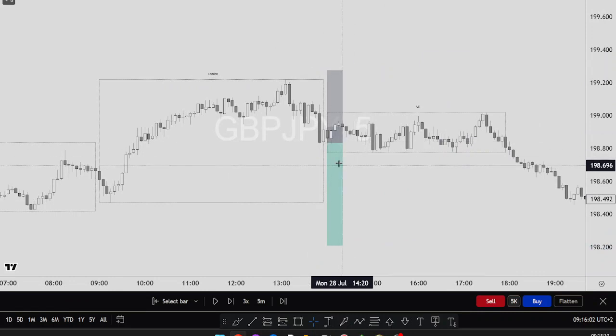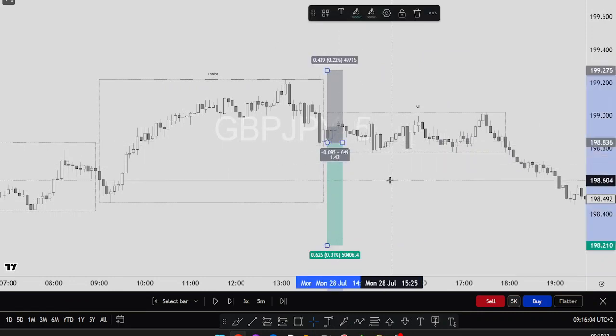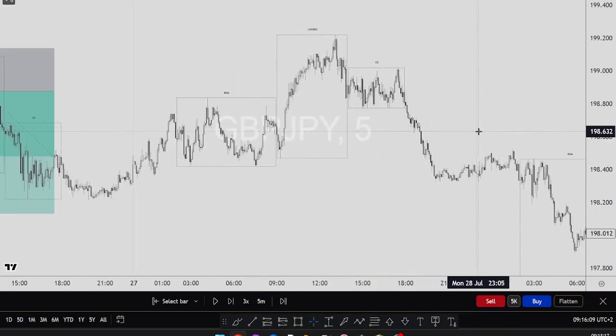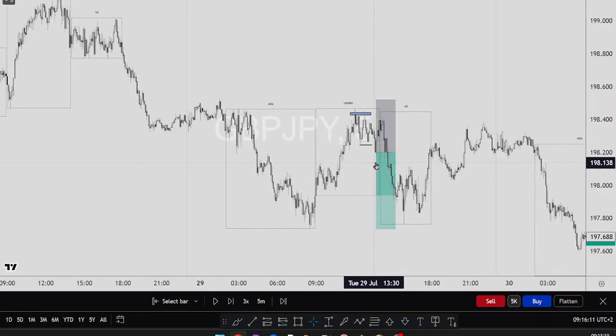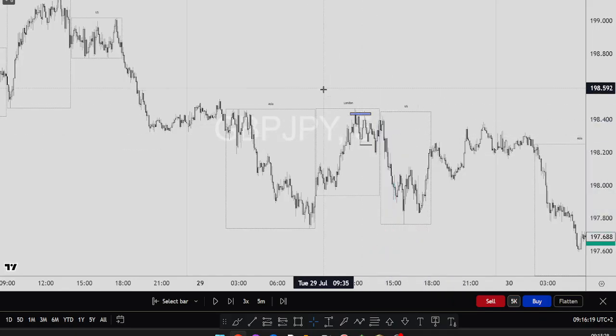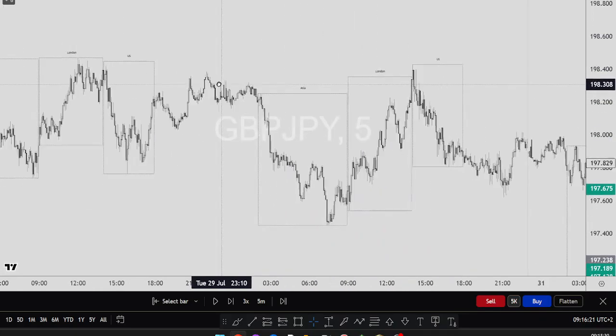What's going on here? This is not supposed to be there. Outside of trading hours. Okay, another one. This is also outside of trading hours. So unfortunately, the 1.5 is removed. Goodbye.